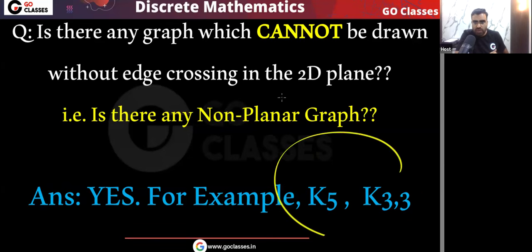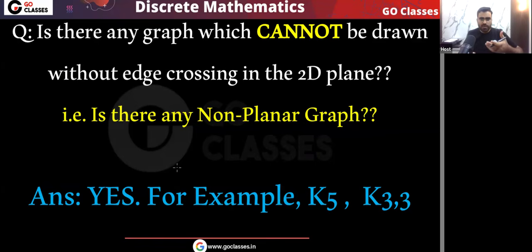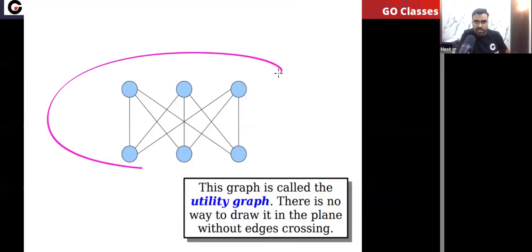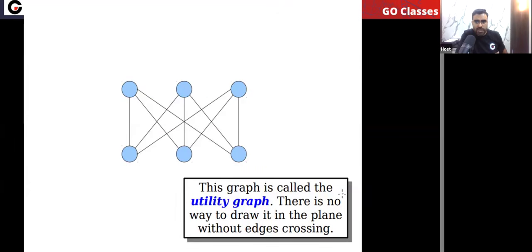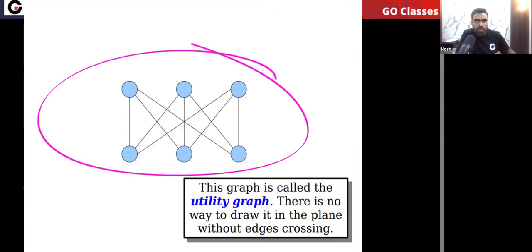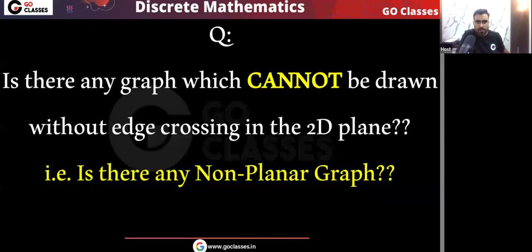So you can see these two graphs, if you try to draw them on the 2D paper without edge crossing, it is never possible. Okay, is this point clear? So please understand that this K33 is the complete bipartite graph K3,3. This is not planar, meaning there is no way to draw this graph on the 2D paper without edge crossing.